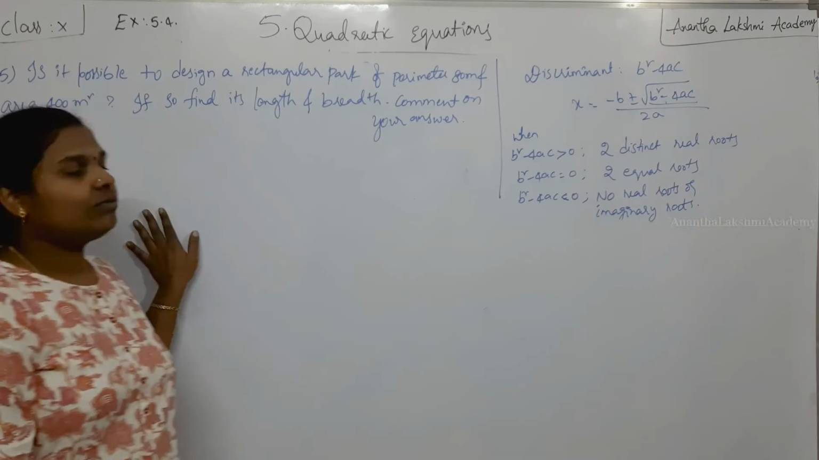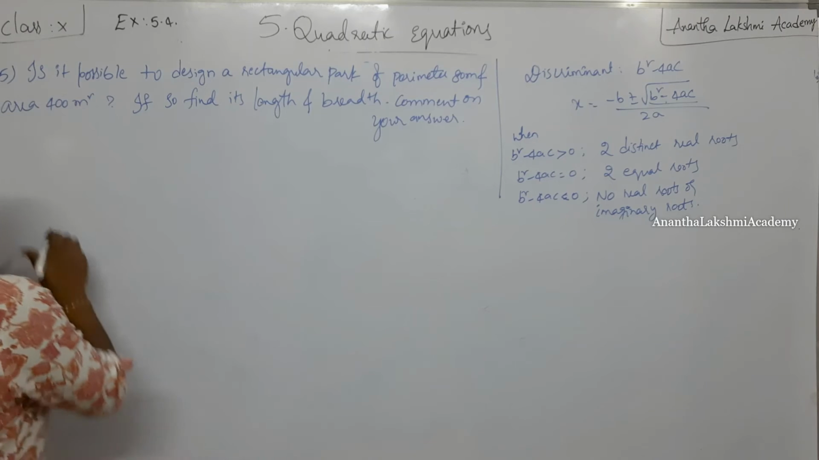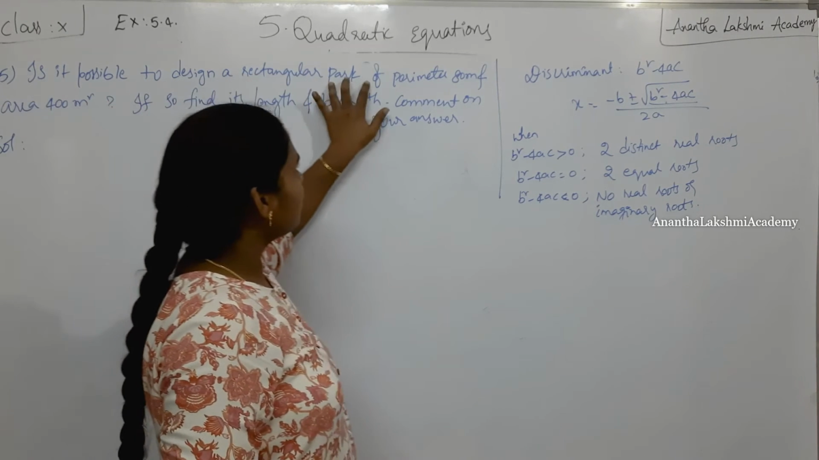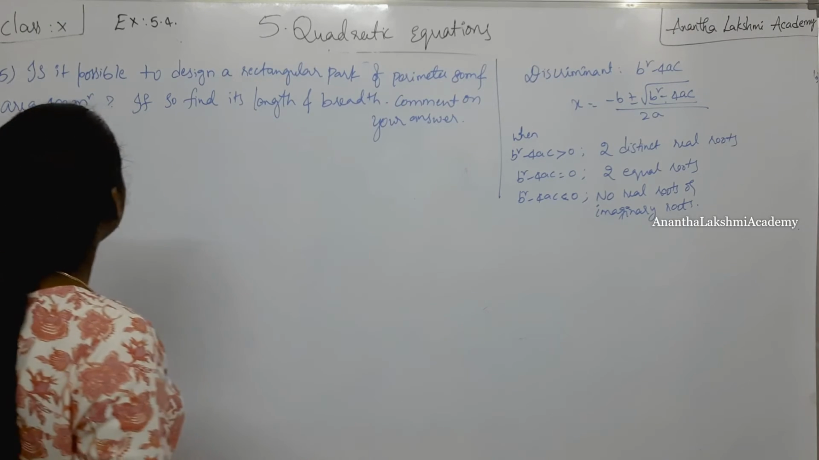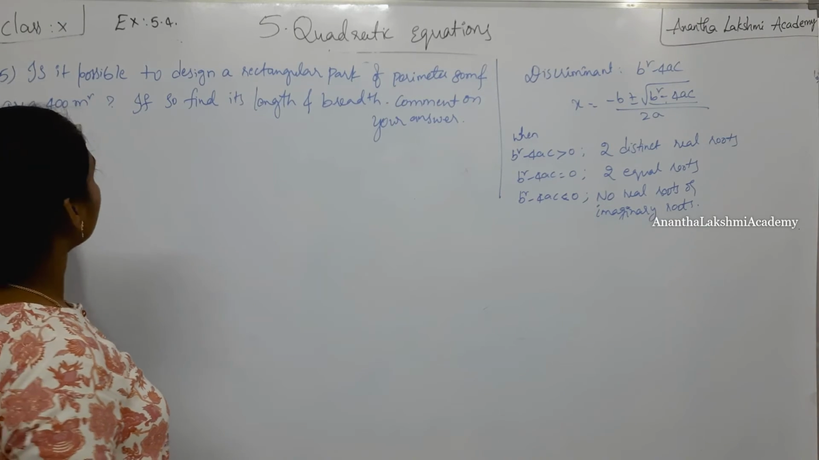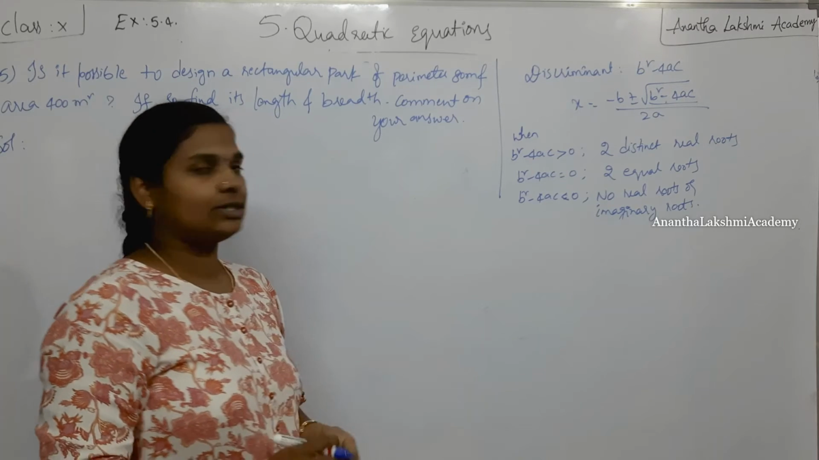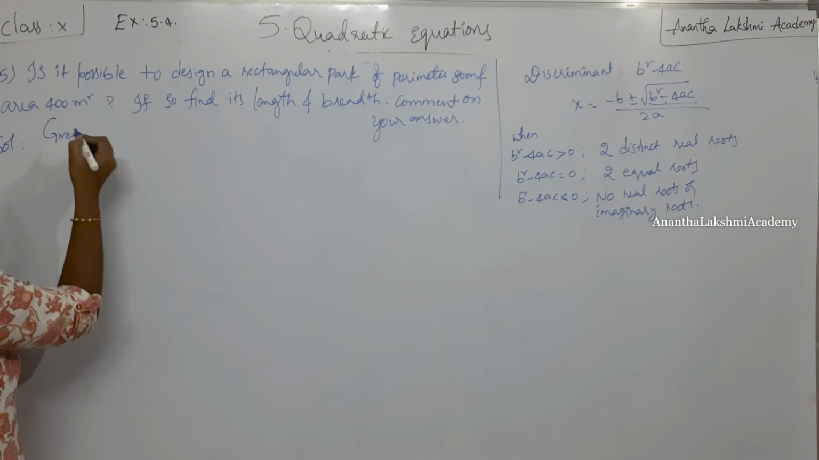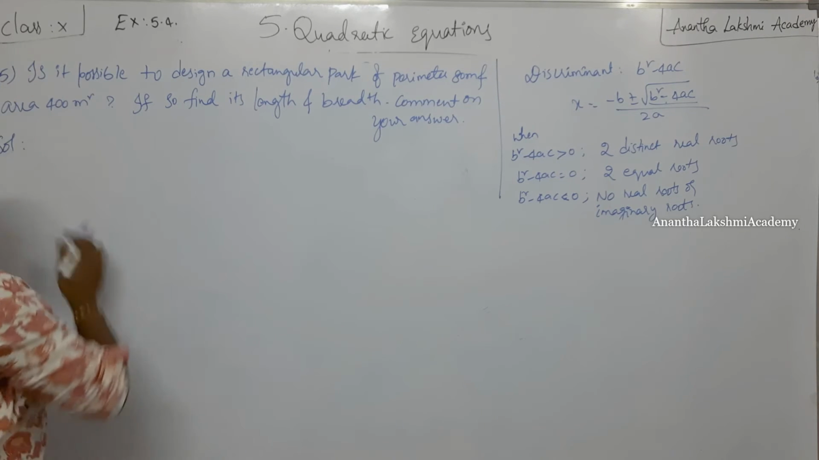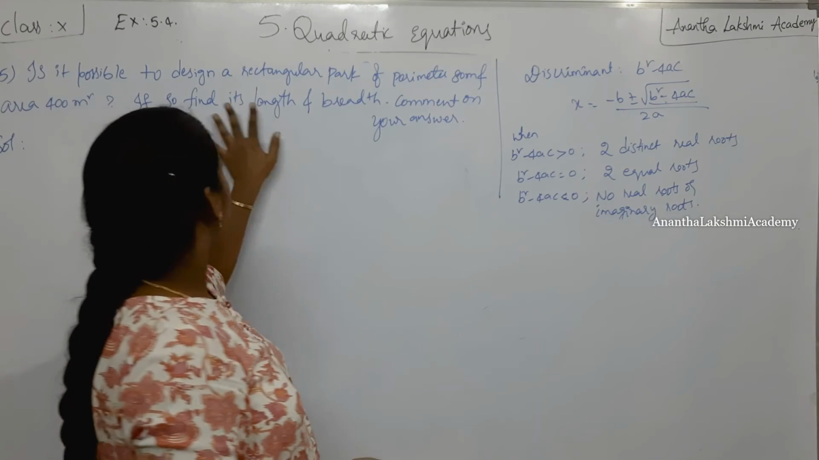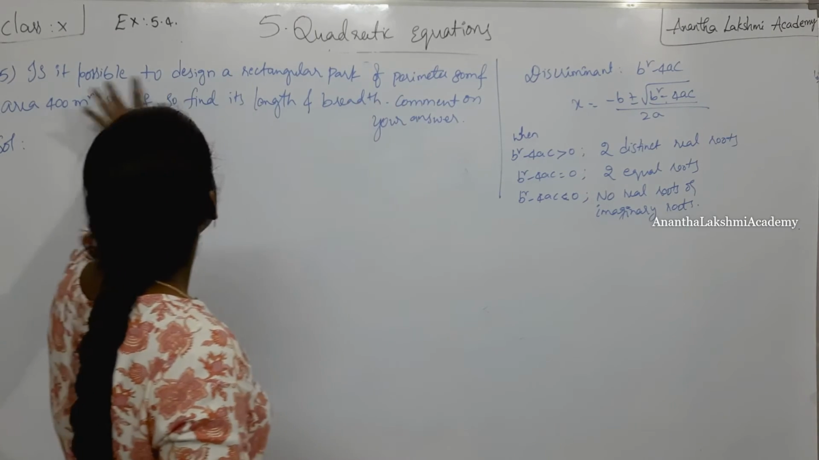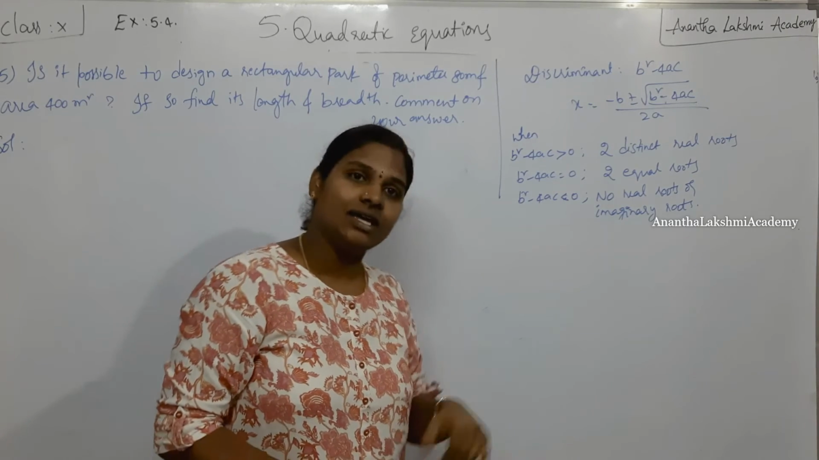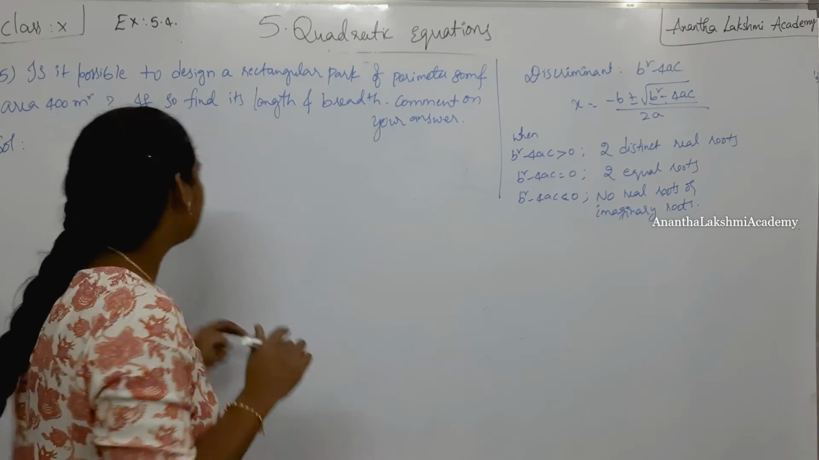the roots. Alright, we have the 5th problem written on the board. Let me read out the problem for you. Is it possible to design a rectangular park of perimeter 80 meters and area 400 meters square? If so, find its length and breadth. Comment on your answer. Okay, first thing they are asking us is, even before this, is it possible? That is nothing but they are asking us to understand the nature of the roots and then tell is it possible or not.